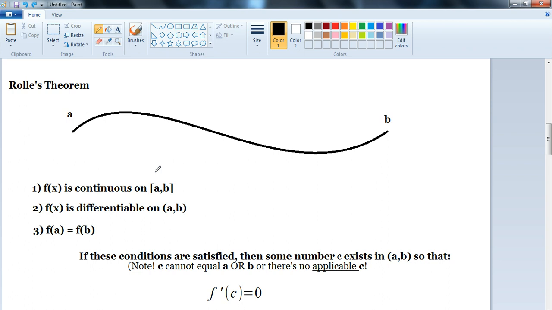Now, this is intuitively true. If it's differentiable, then it can't go off to infinity. There must be no vertical asymptote, and it can't be a straight line, because that would also not have a defined derivative. And therefore, it must go up or down, and then go back to b. Consequently, there must be a max and/or a min between a and b, and so there must be a location where c exists, such that f prime of c is equal to 0.